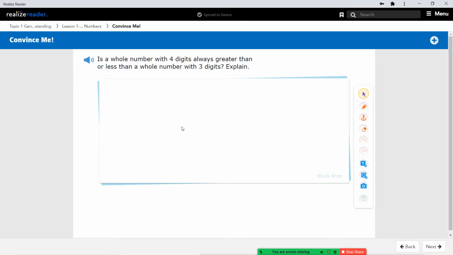Now, for this question, it's asking us very specifically, is a whole number with 4 digits, that means something out in the thousands, always greater than something with 3 digits, which is something out in the hundreds? Now, if you have more digits in one number, that number automatically has a greater value because it has an additional place value that's larger than any of the ones in your other number. So anytime you have a number that has more digits than the number it's being compared to, that number is automatically bigger. So anything in the thousands is going to be bigger than anything in the hundreds.